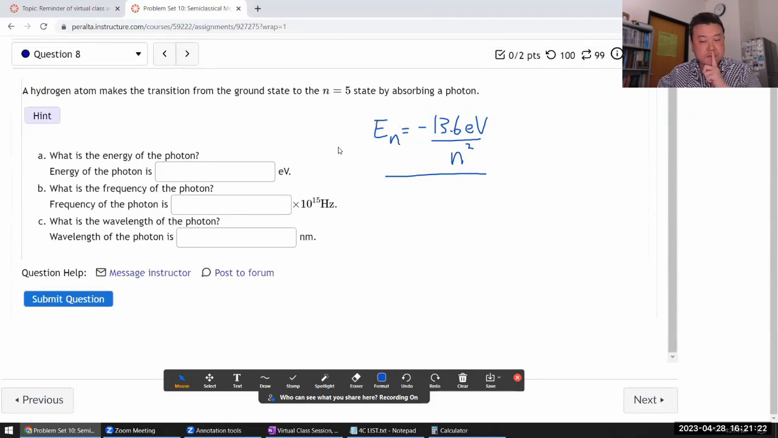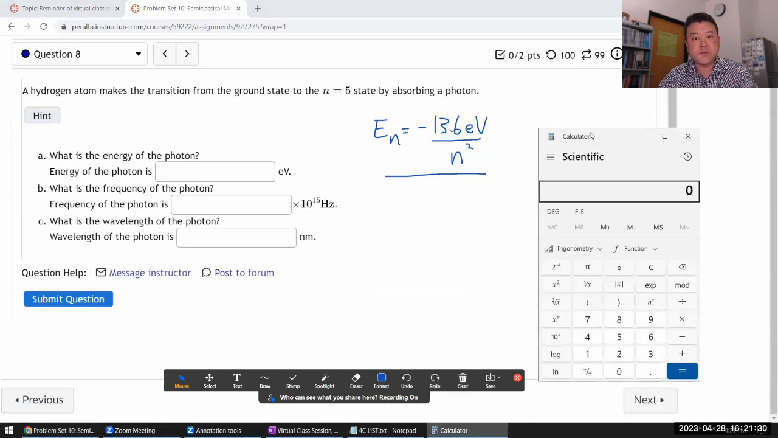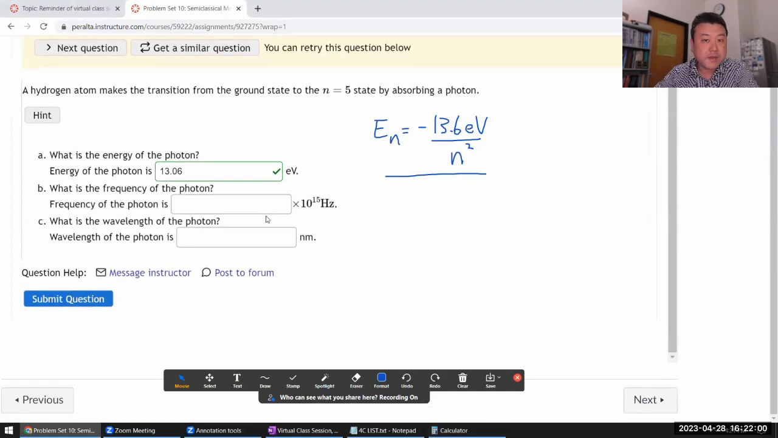The energy of the photon should be the difference between the higher state energy and the lower state energy. Let me do the calculation quickly here. The higher state energy is minus 13.6 divided by 5 squared. That's the higher state energy. I subtract the ground state energy, which is minus 13.6 divided by 1 squared. When I do that, I get 13.056, so 13.06 rounding. Let me make sure I got the question right. Yeah.